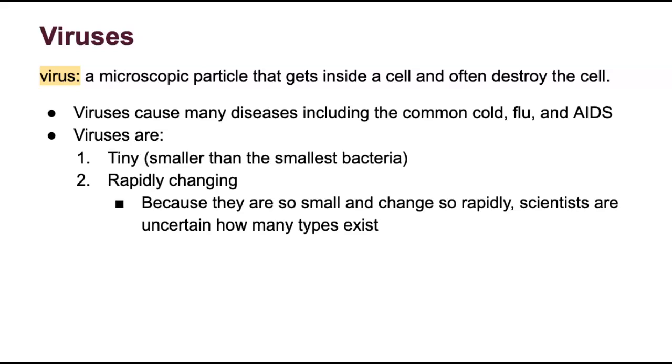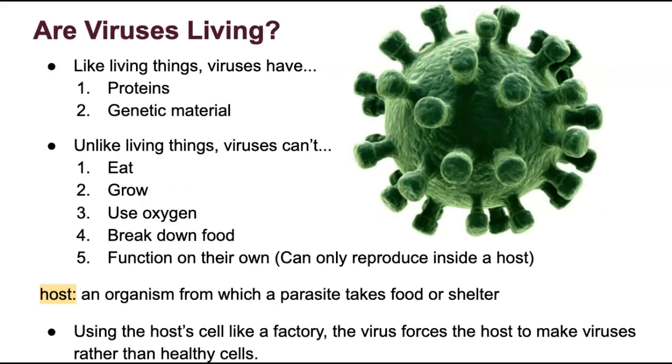And even though they're not alive, they're rapidly changing. Because they're so small and because they can change or adapt to different situations rapidly, scientists are not quite sure how many different types of viruses actually exist. So like living things, viruses have proteins, which are like chemicals that make them up, and they have genetic material. So they have coding to them that helps them determine what they're supposed to do.